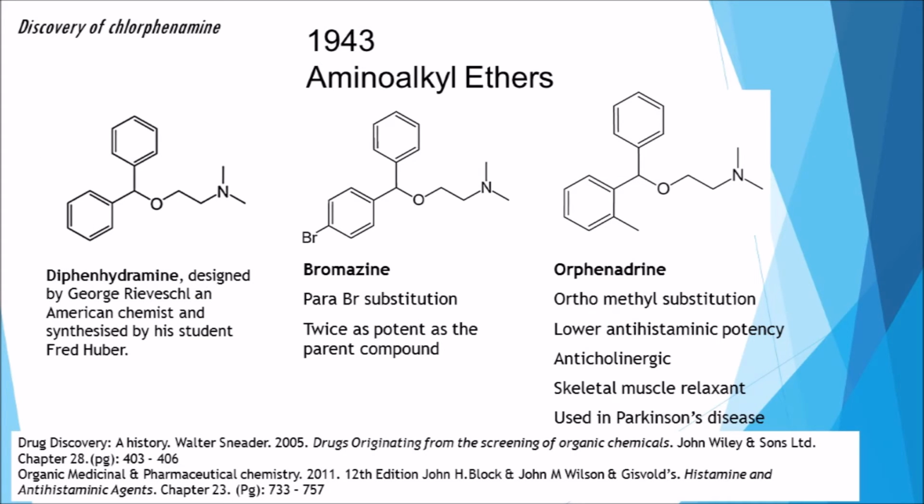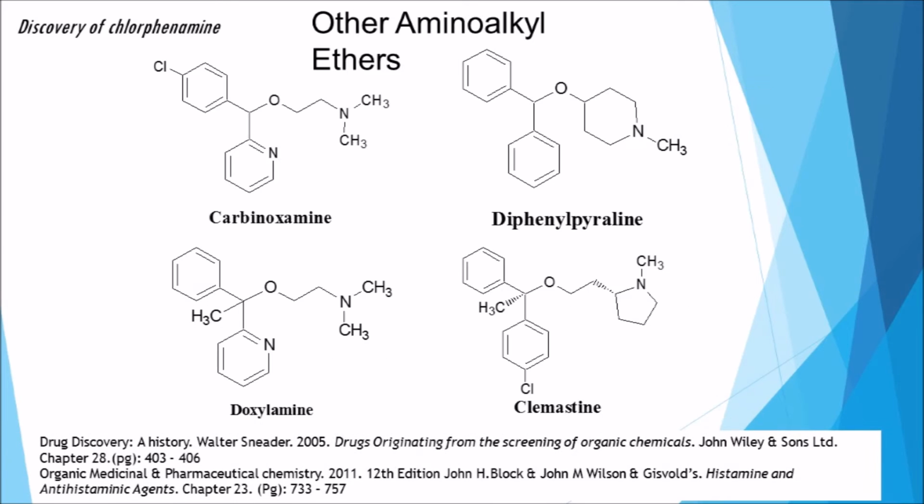In 1943, diphenhydramine of the aminoalkyl ethers group was synthesized. The connecting atom changed into a carbon connected to an oxygen. Bromodiphenhydramine was twice as potent because of the parasubstitution of bromine. Similar compounds were synthesized. For example, in carbinoxamine, benzene was replaced with a pyridine and also a para-chloro substitution on the ring, which massively increased the potency. Chloride increased the lipophilicity also and metabolic stability.